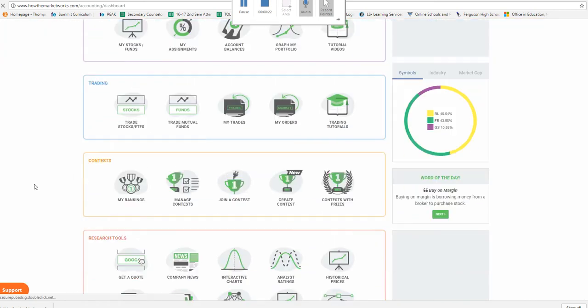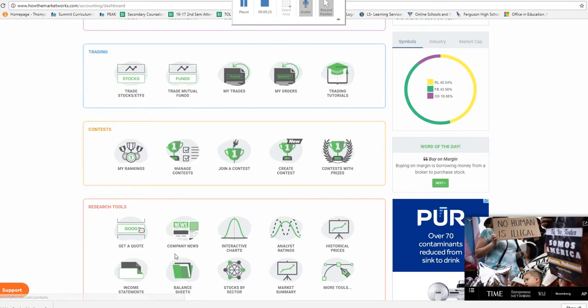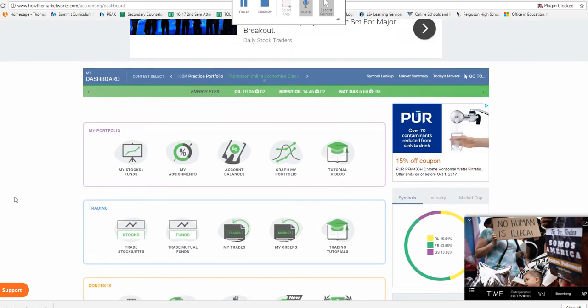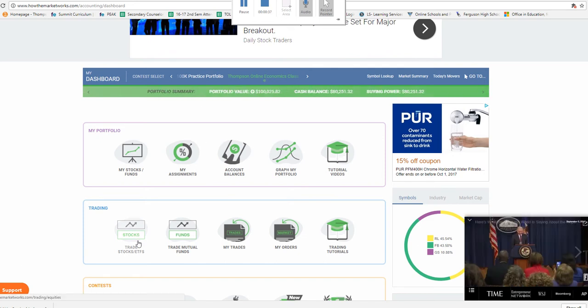I hope you mess around in this a little bit. There's a lot of interesting stuff in here you can do and play around with. This website follows the real stock market. Even though it's pretend money, your stock that you pretend to invest in will do the same thing that the real stock market is doing.